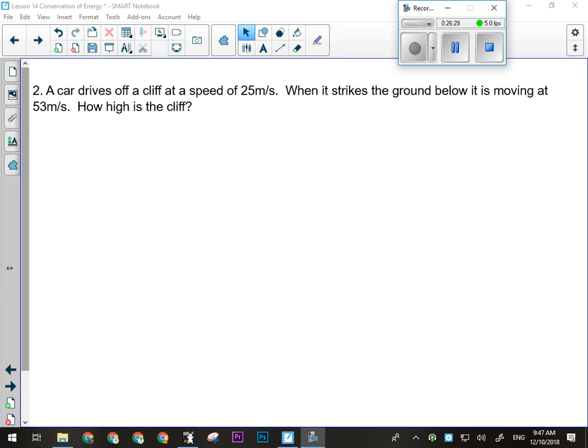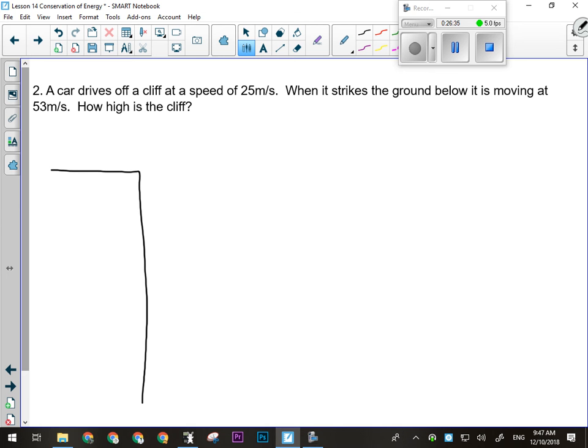All right, I'm not going to get into the solution of the problem, but I'm just going to show you the setup of the problem here. So here's our cliff. Car drives off the cliff at 25 meters per second, and then strikes the ground below at 53 meters per second.